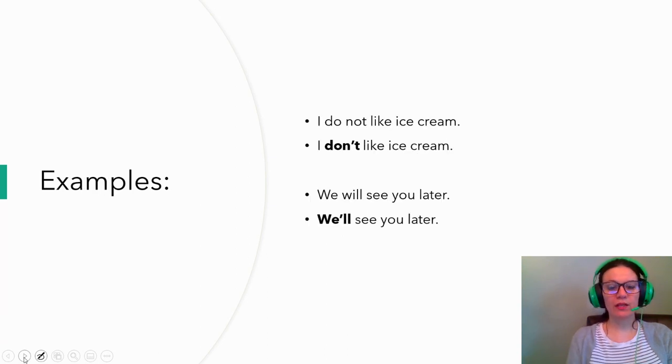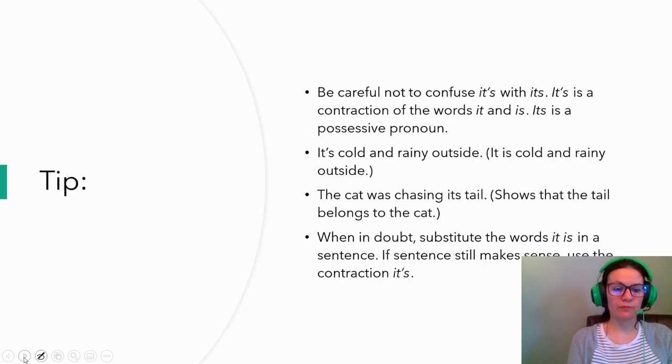I do not like ice cream. Well, do not can be put to don't. I don't like ice cream. We know that that apostrophe is in place of the O and that it would represent I do not like ice cream. The second one, we'll see you later, or we will see you later. We realize that we'll is the same thing as we will, but the apostrophe we see there is taking the place of the W and I.